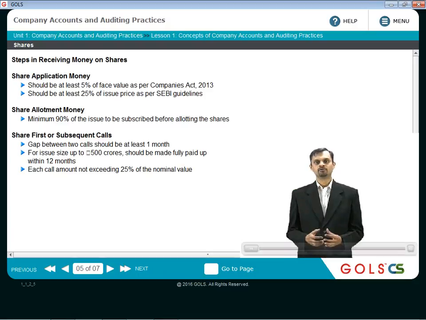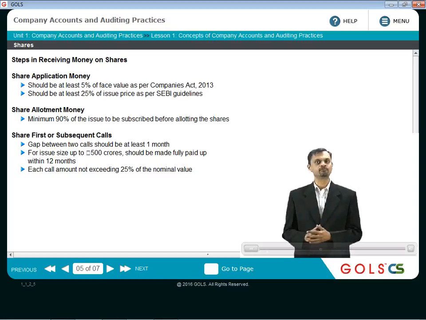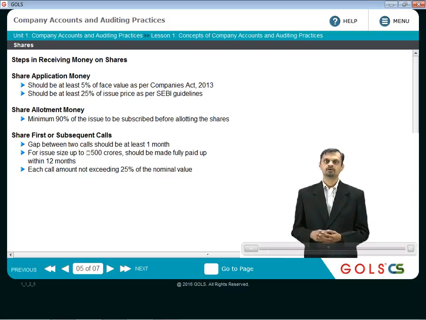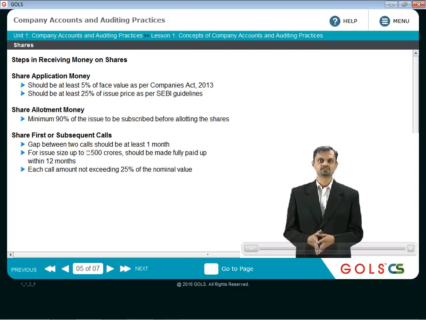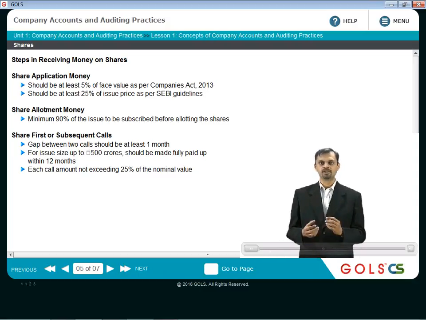Now whenever the company decides to issue shares, there are various stages in which the company will ask for the money. So there are various steps in receiving the amounts from the individual shareholders. What are those various steps? That we'll study now. Starting with, obviously the first stage is the share application. When people are applying for the shares, at that time they are not the shareholders. They are just the individual applicants.